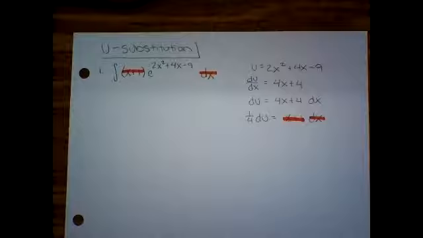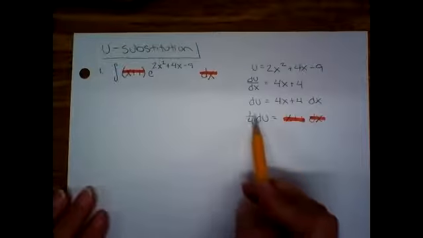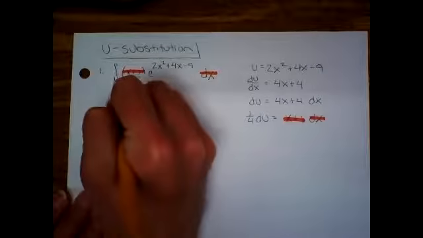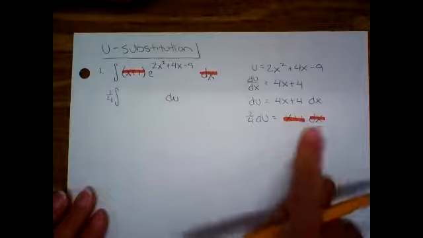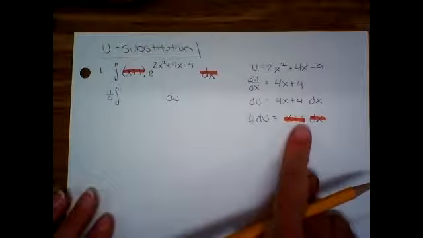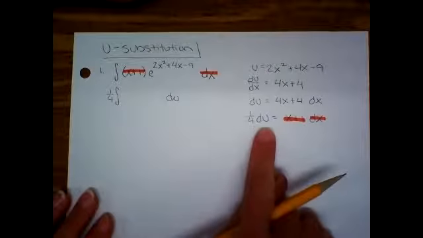And so whatever you did not highlight is still there. So it helps you see what you already took care of. The part I highlighted, we already took care of. This 1/4 we're going to put out front of the integral. du goes at the end. So in place of the highlighted stuff, we put 1/4 du.